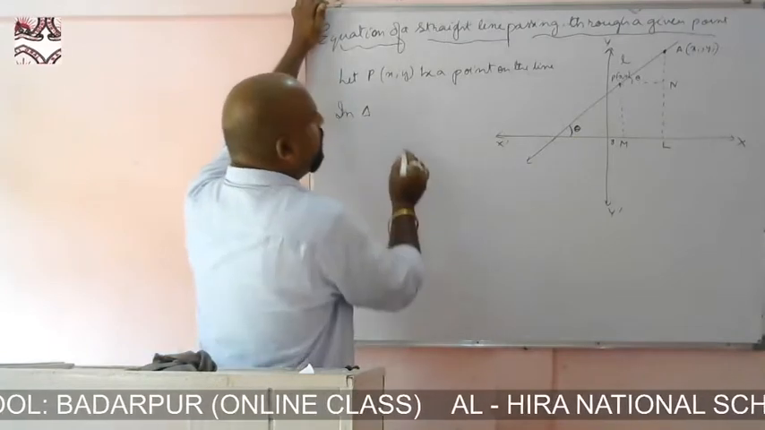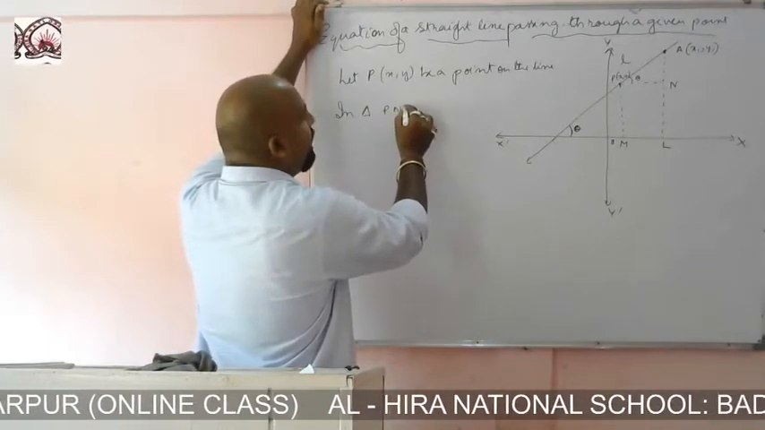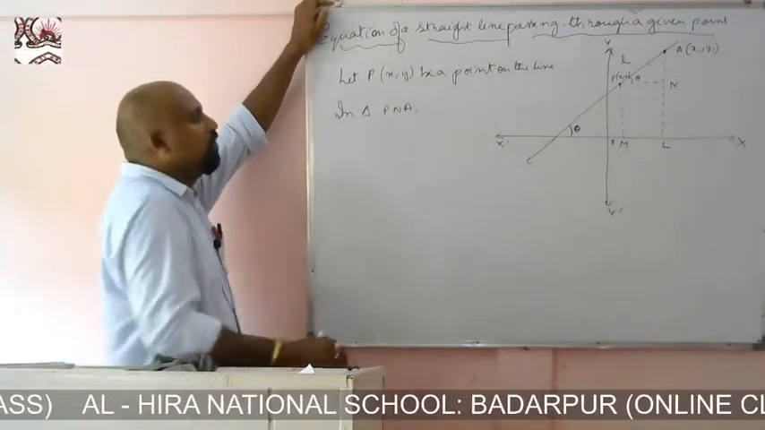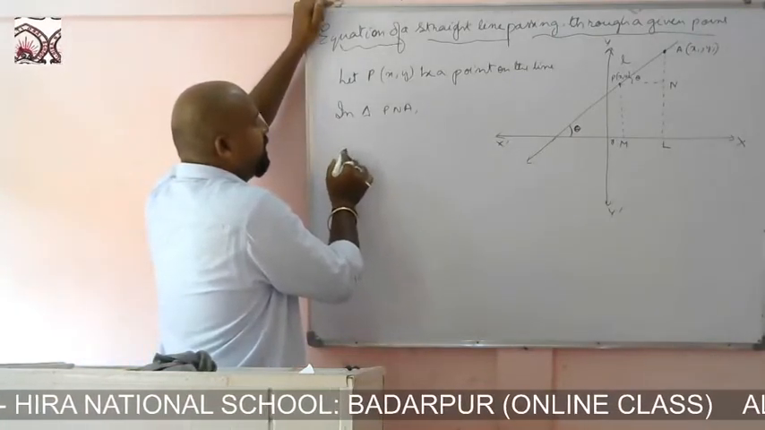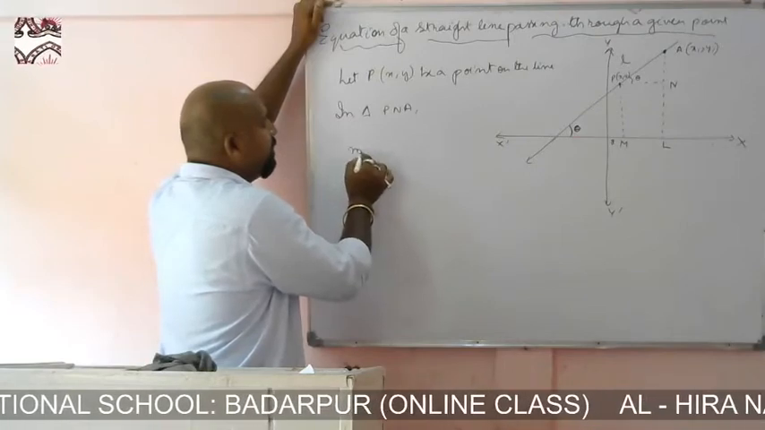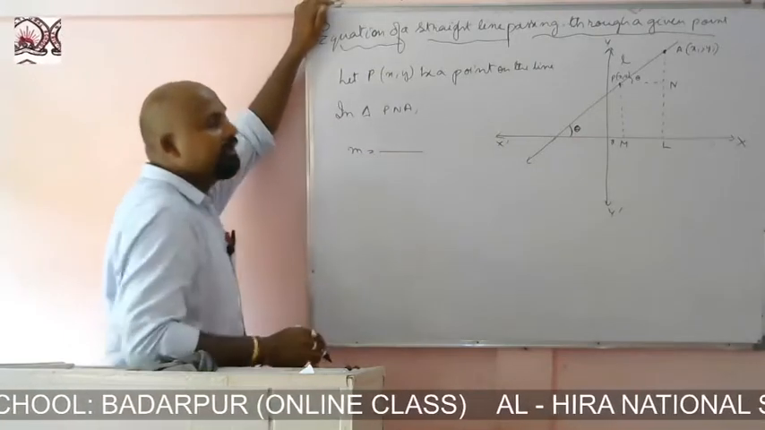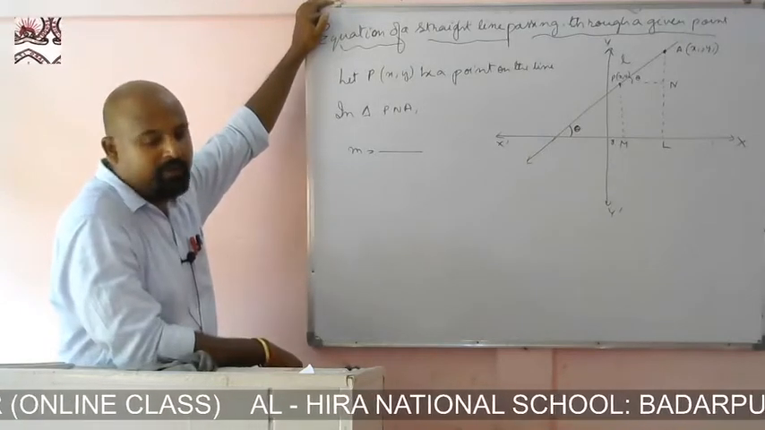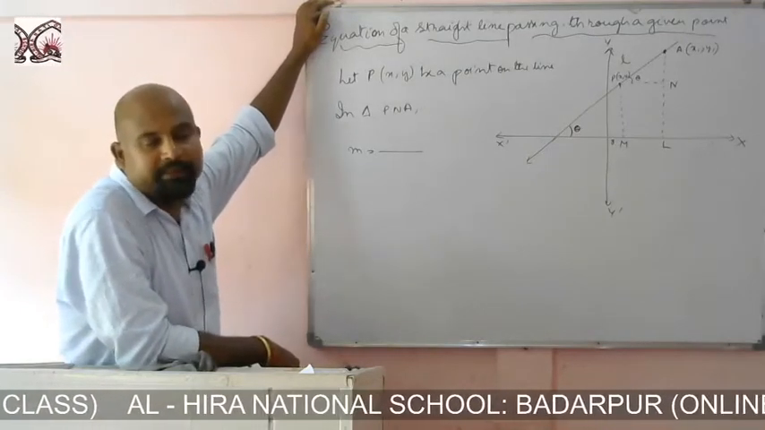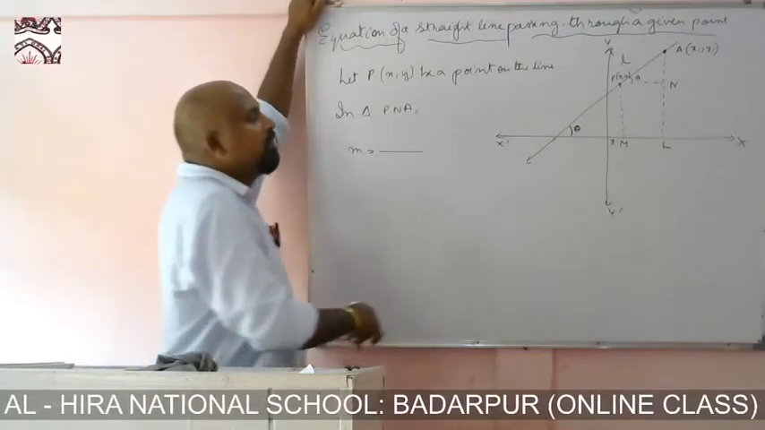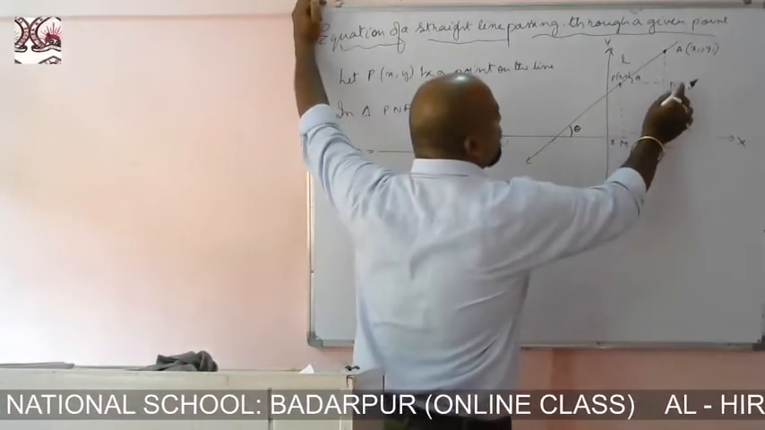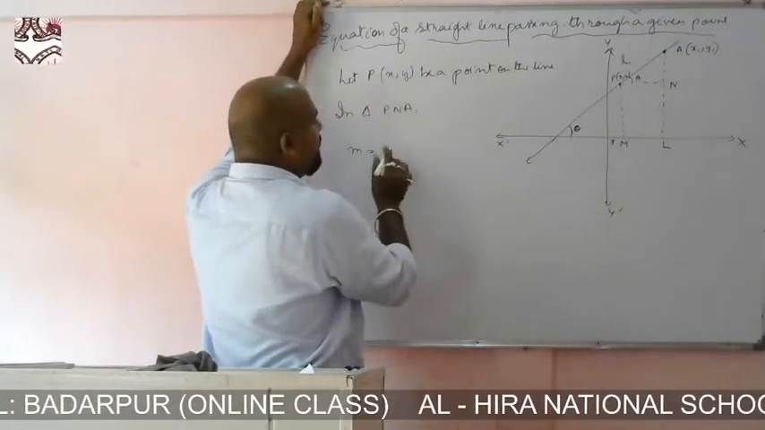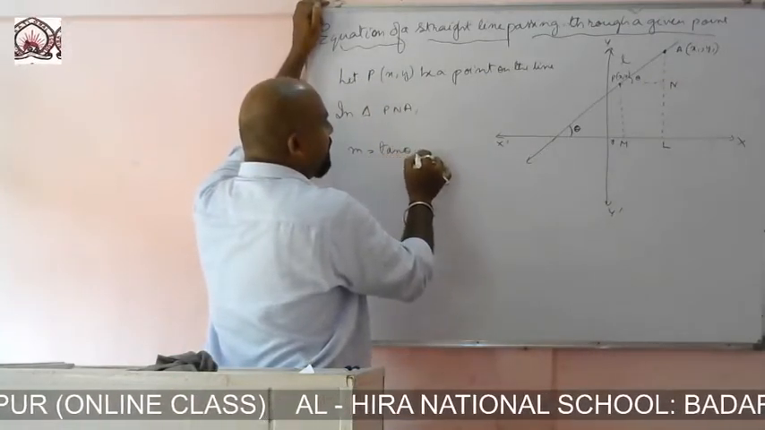This is a right angle triangle. So we know the gradient of the line. The gradient of the line is m, and it is nothing but the change in y-axis divided by the change in x-axis. Now the gradient of the line equal to tan theta.